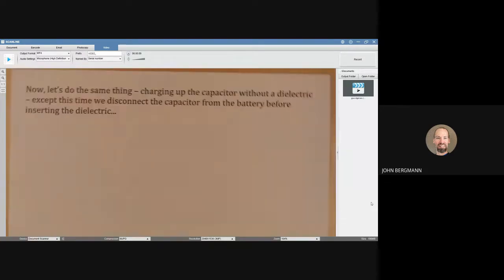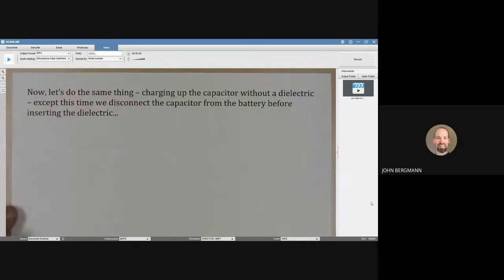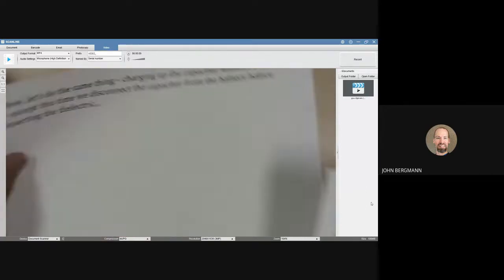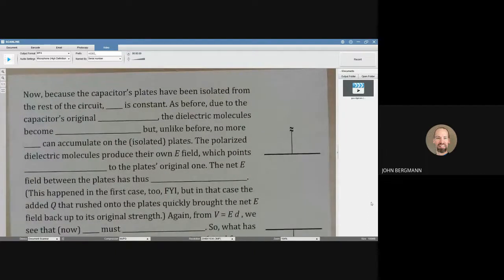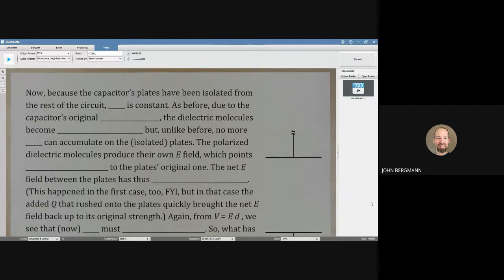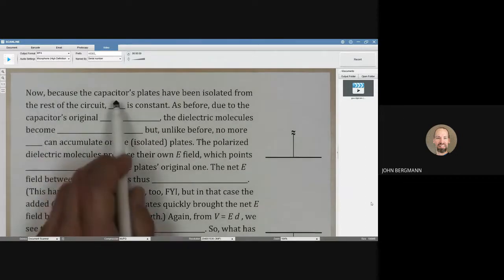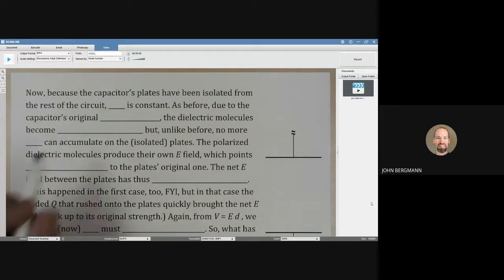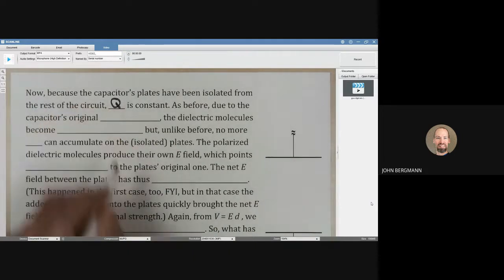Now, let's do the same thing, charging up the capacitor without a dielectric, except this time we disconnect the capacitor from the battery before we insert the dielectric. In the first case, we left the battery hooked in and put the dielectric in. Now we're going to charge up the capacitor, unhook it from the battery, and slide that dielectric in. What happens? Because the capacitor's plates have been isolated from the rest of the circuit, Q is constant.